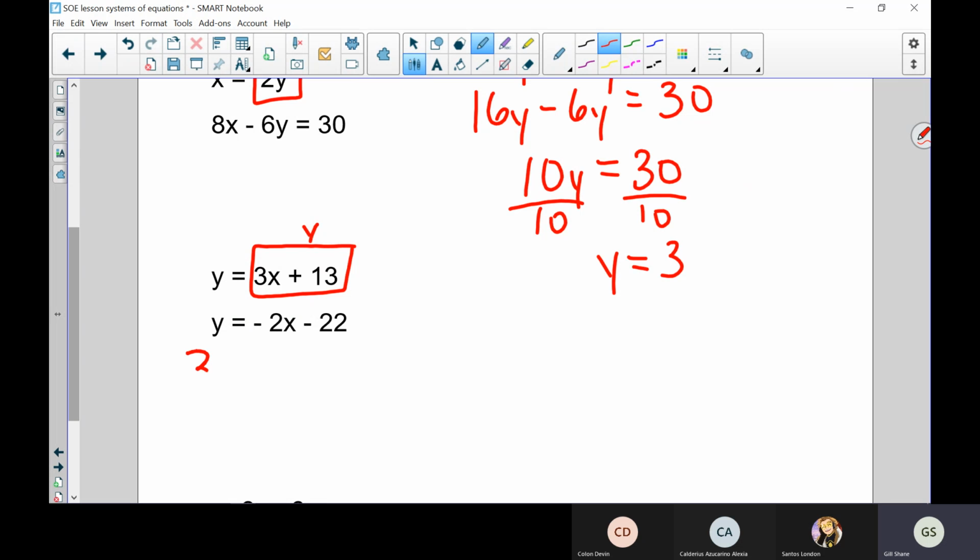I guess I'll do it down here. 3x plus 13. So I just replaced that y. When there's two, yeah, okay, you do it there. And then I just write what's on the right side. I don't change anything on the right side.